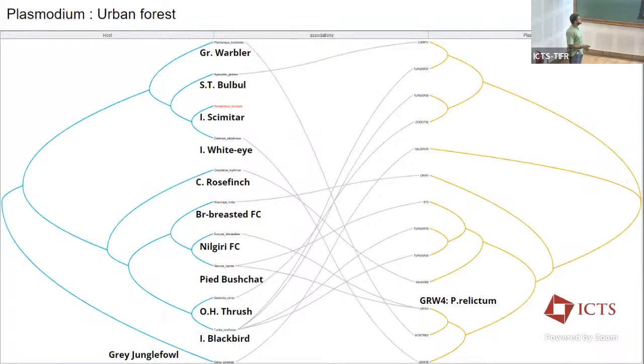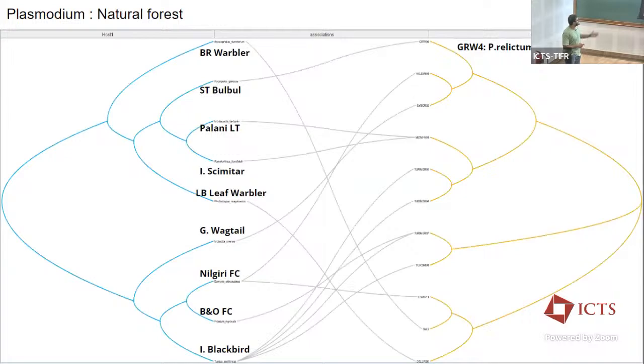See, this is the lineage JRW4, Plasmodium relictum, the same one that is creating havoc in Hawaii, and it is found in one of our study sites. It's interesting: it is already infecting the pied bushchat and the Nilgiri flycatcher. One of them is endemic. There are other lineages, but there are fewer lineages overall that I found. And just look at the blackbird again: multiple, distantly related Plasmodium lineages are actually infecting the blackbird.